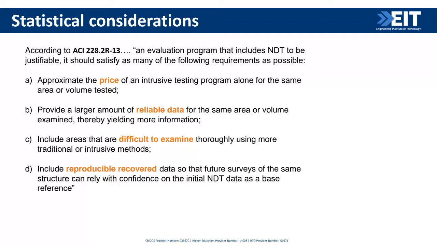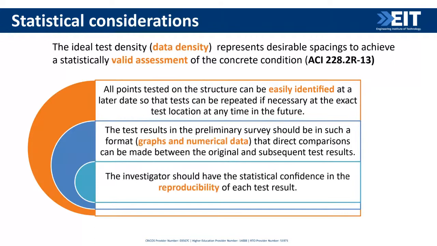So sometimes you need to use, honestly in the majority of cases, more than one type of method. And include, if it's reproducible, recover data, so in future surveys you can use some previous information with confidence. So these are some requirements you can have in mind. And in terms of data, following the American Concrete Institute recommendations, points tested, easily identified, test results. More and more, we need to be able to analyze the data using statistical considerations, yes.